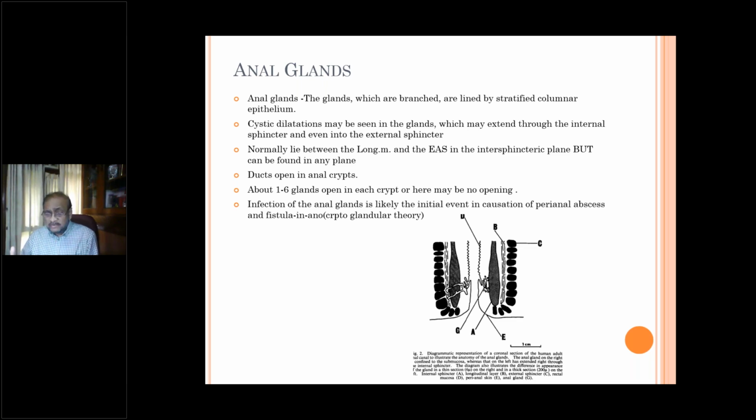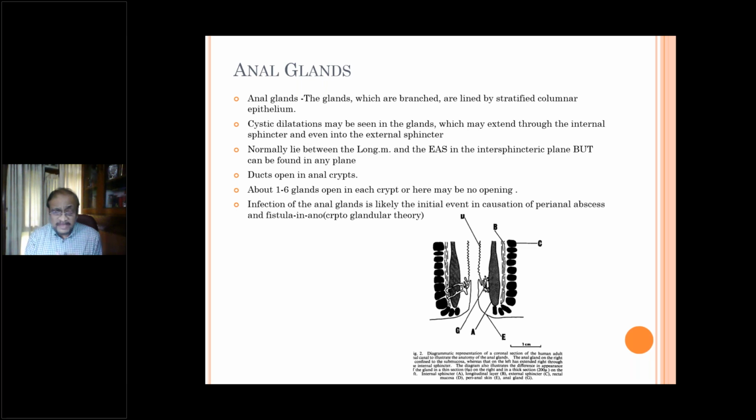So here the glands are branched and they're lined by stratified columnar epithelium, right? That is the reason why certain anal malignancies can be columnar malignancy. Now you know it. Anal malignancies by and large are what? Squamous cell malignancy, right? But if they are columnar malignancy, then you believe that probably they are arising from the anal glands which have a stratified columnar epithelium. You remember that? Good. Now, these glands have cystic dilatations and may extend through the internal sphincter even up to the external sphincter. Now, the problem is, where are they lying?